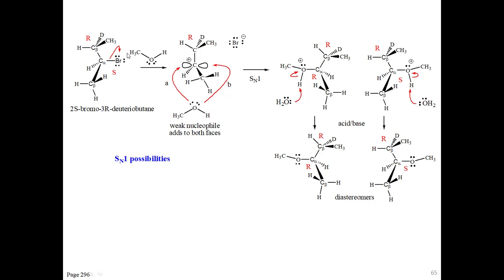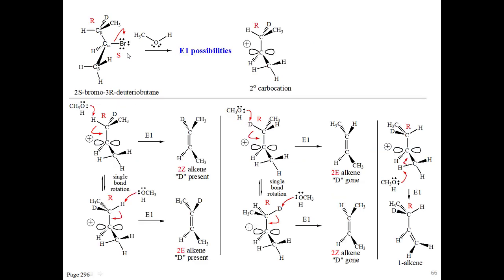The other possibility is I come in from the right side. I have that extra proton, I take that off. And I end up with the S configuration here. This is actually the same side as the bromine over here. These are SN1 possibilities. Remember, SN2 only one possibility, always from the back side. So we've doubled up the SN possibilities.